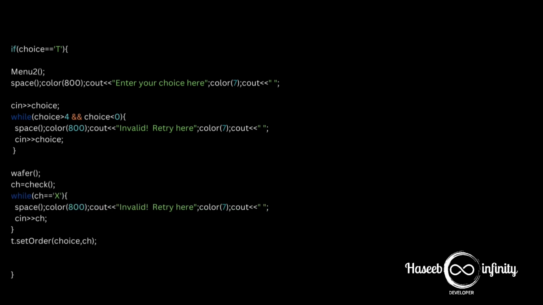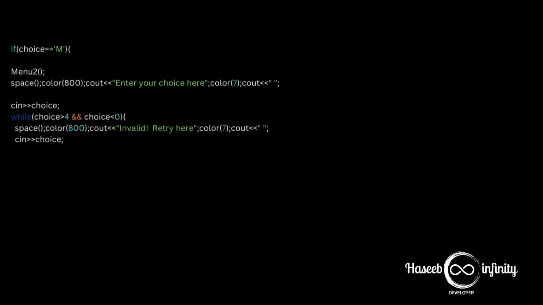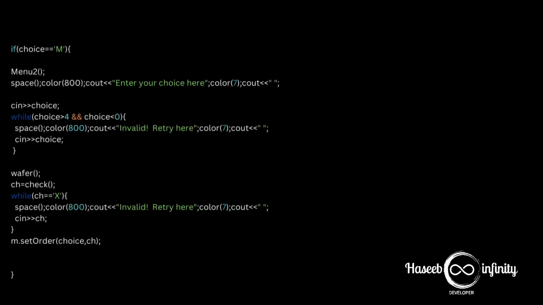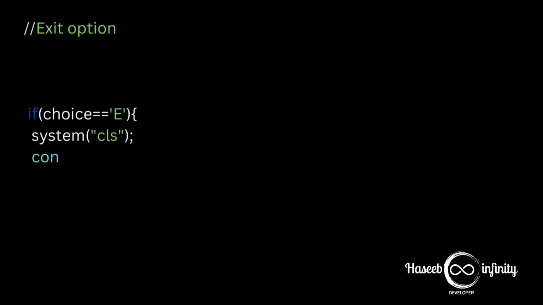All conditions will be containing the same code, only the calls of the objects are different. If the user wants to quit, he will enter capital or small e. We will apply this condition to let him quit.